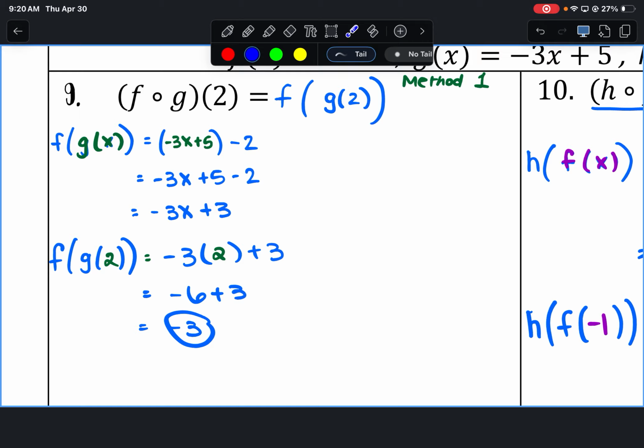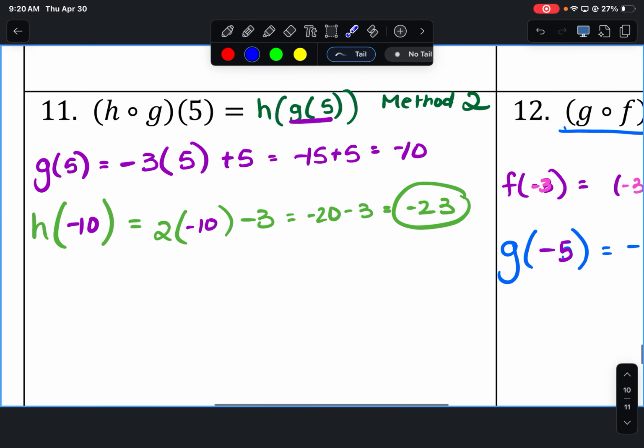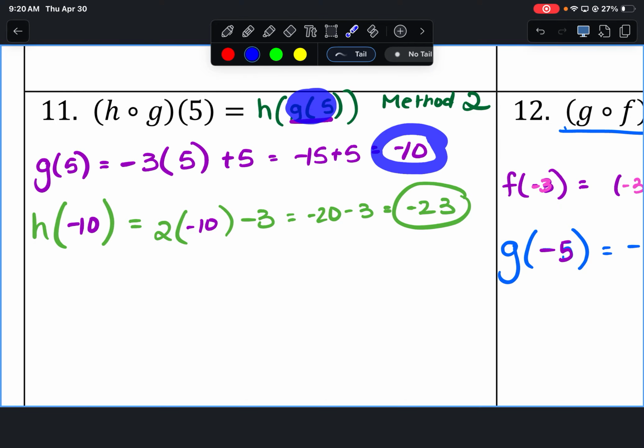All right, number 10. How do you read number 10? Or number 11, my bad. H of g of 5. And what is the answer for h of g of 5? Negative 23. And I did this one by method 2. I started with the inside part, found my answer, and plugged that into the outside function.